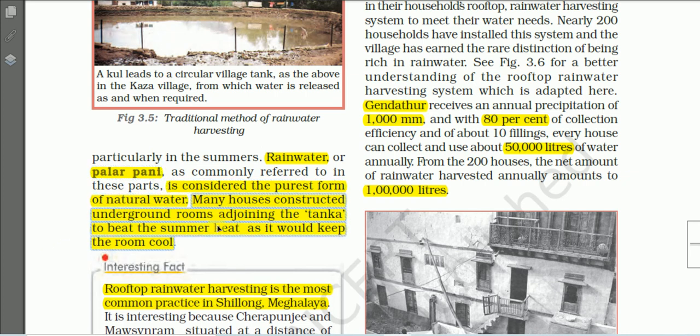And many houses constructed underground rooms adjoining the tanka to beat the summer heat, as it would keep the room cool. As I told you, most of the underground tanks are constructed below the rooms to beat the summer heat, as these tankas would keep the room cool. So this is another purpose, we can say dual purpose, of constructing tankas under the house.